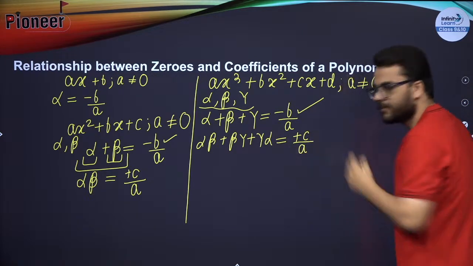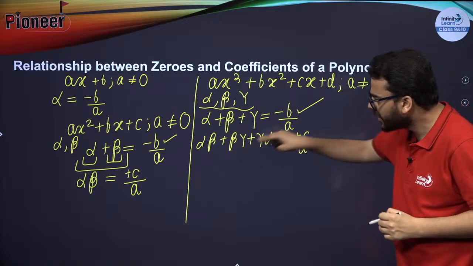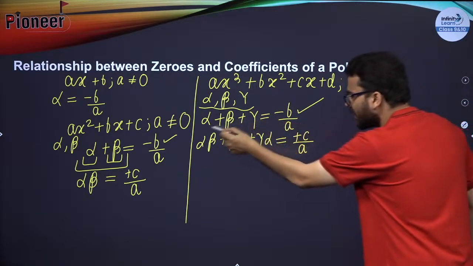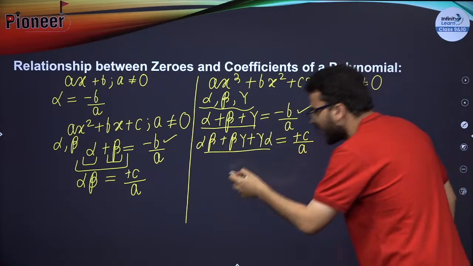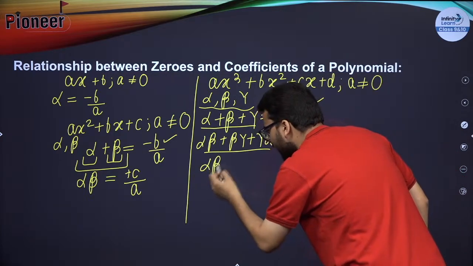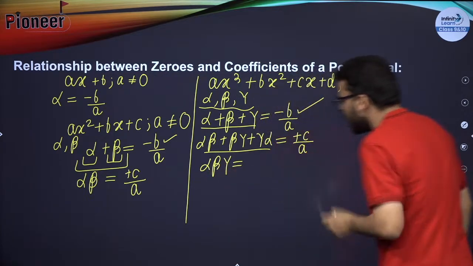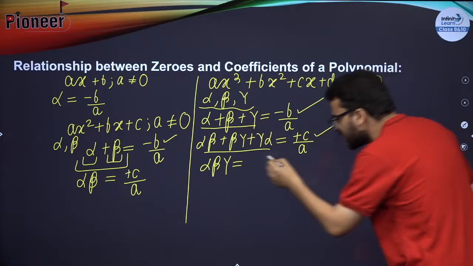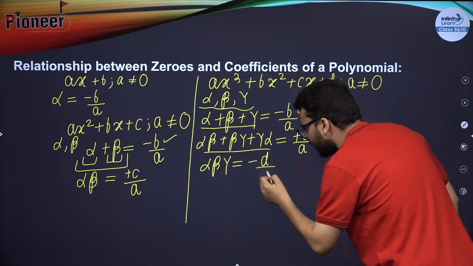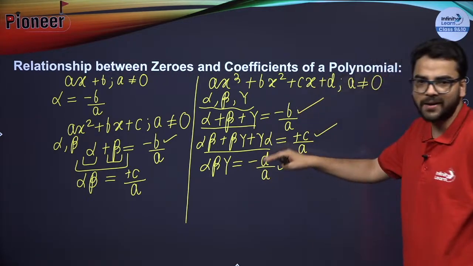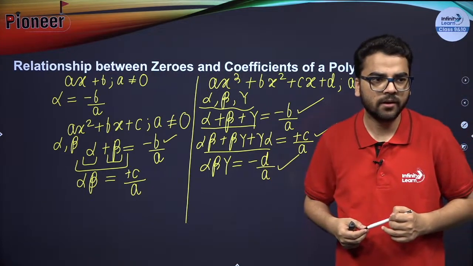Got that logic? Now you see you have got 3 zeros over here. So 1 at a time, 2 at a time, now you can take 3 at a time as well. So you'll get alpha beta gamma. Now plus c by a, change the sign to minus d by a. So is this pattern clear to everybody?